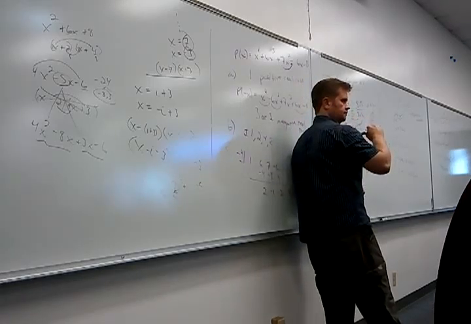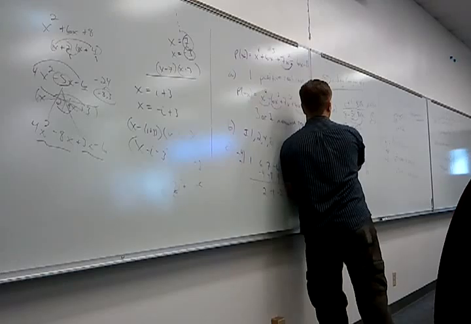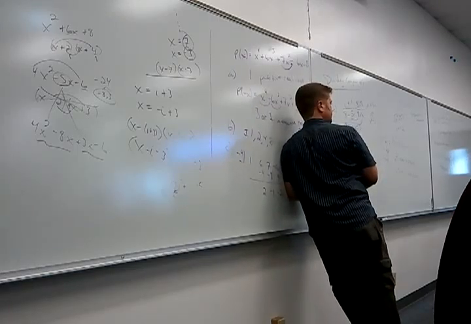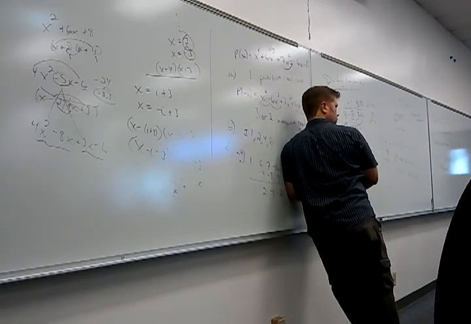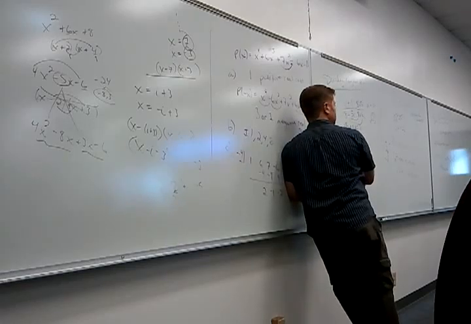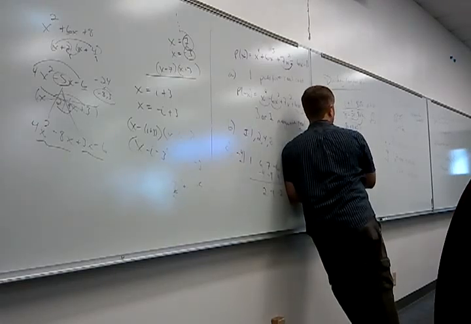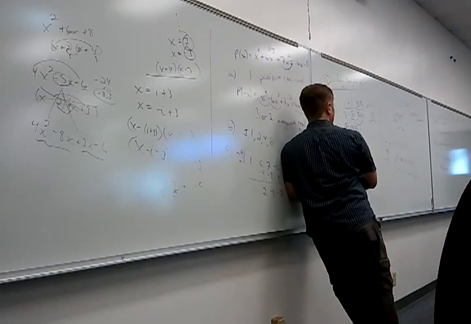How are we doing there? So what would i cubed be? Negative 1. i cubed, isn't that i squared times i? And what's i squared? Negative 1. So i cubed is negative i.